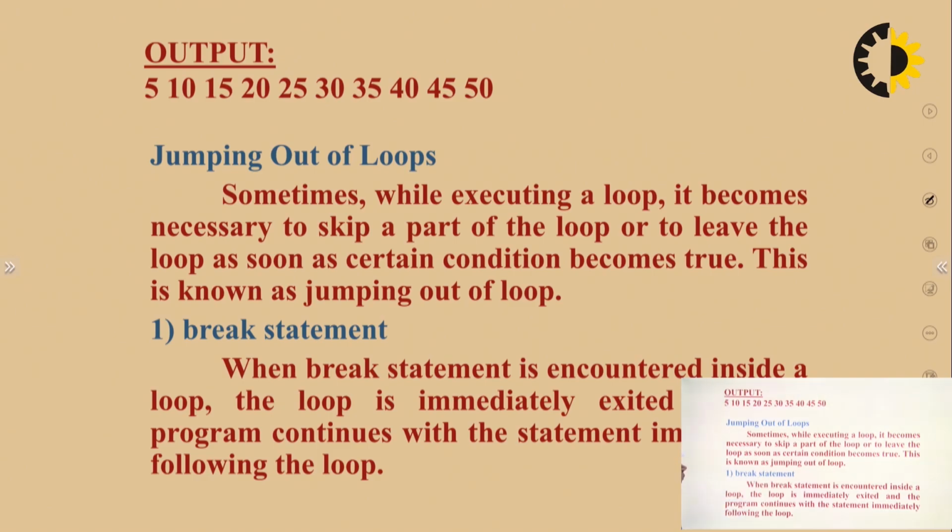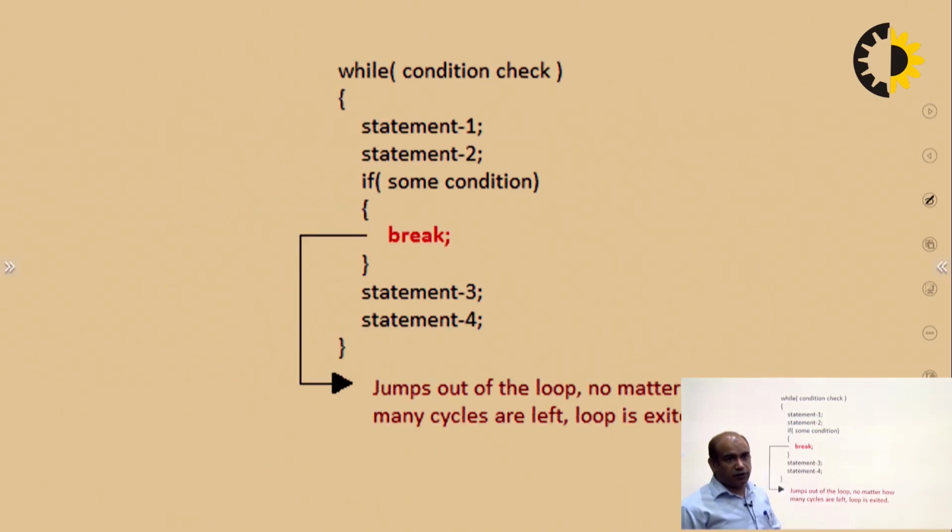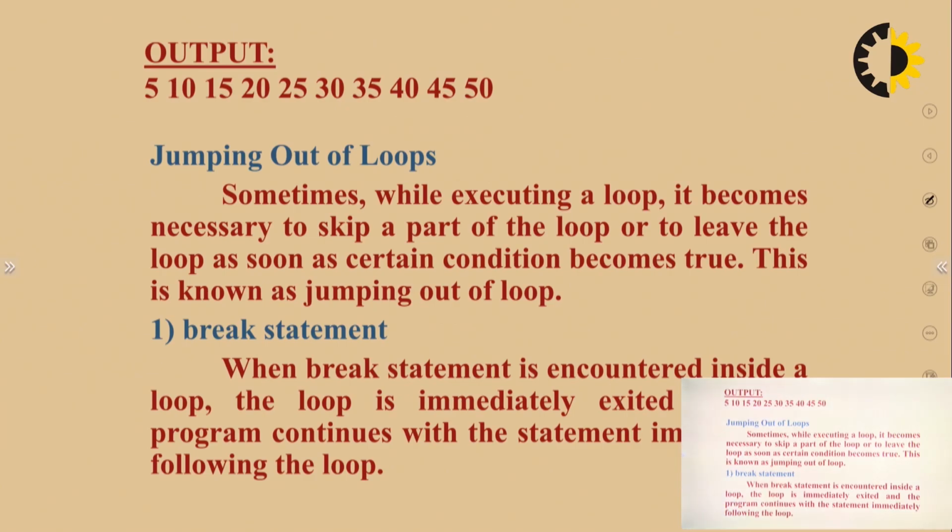Now, jumping out of a loop. We have two statements: one is the break statement and another is the continue statement. Most important thing about break: sometimes while executing a loop, it becomes necessary to skip a part of the loop or leave the loop as soon as a certain condition becomes true. This is known as jumping out of a loop. When a break statement is encountered inside a loop, the loop is immediately exited and the program continues with the statement immediately following the loop.